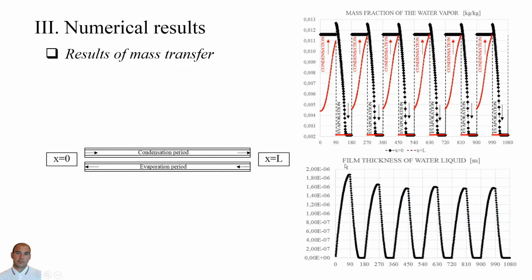The indicator for the phase change phenomena is the film thickness of the condensate. The increase of the film thickness during the heating period proves the intensity of condensation, and the decrease is a sign of the complete evaporation of the liquid water during the cooling period.